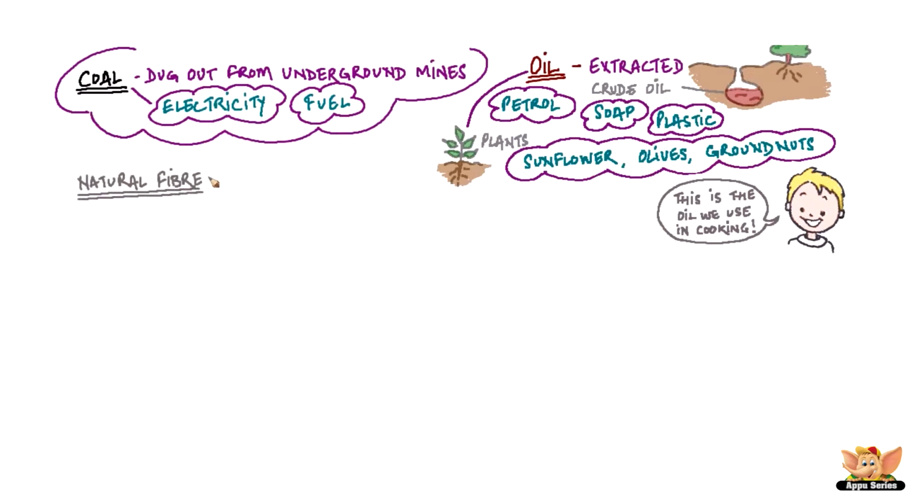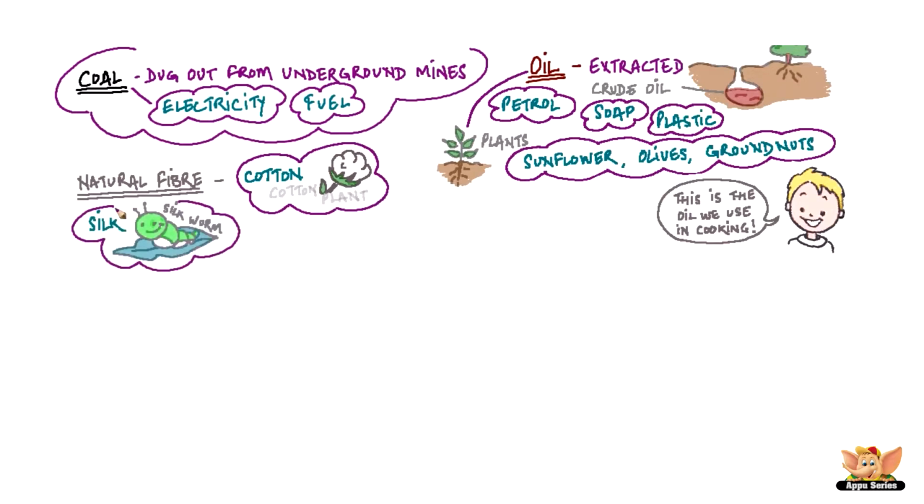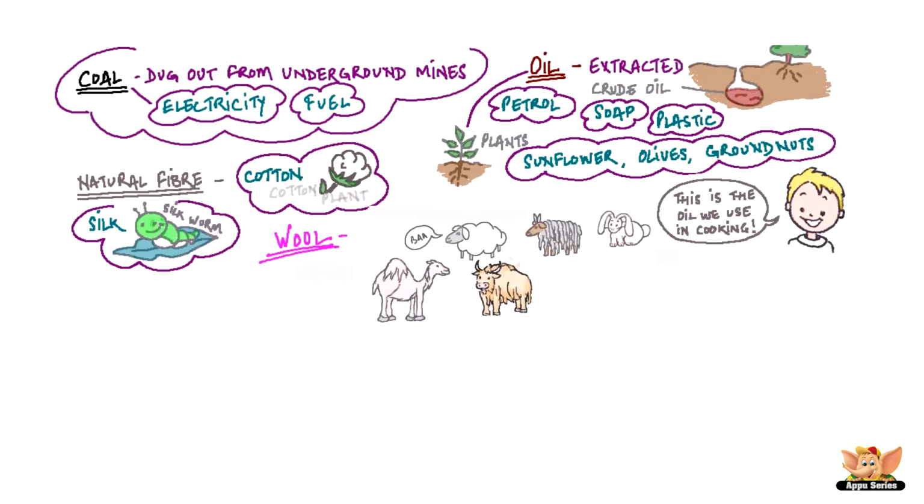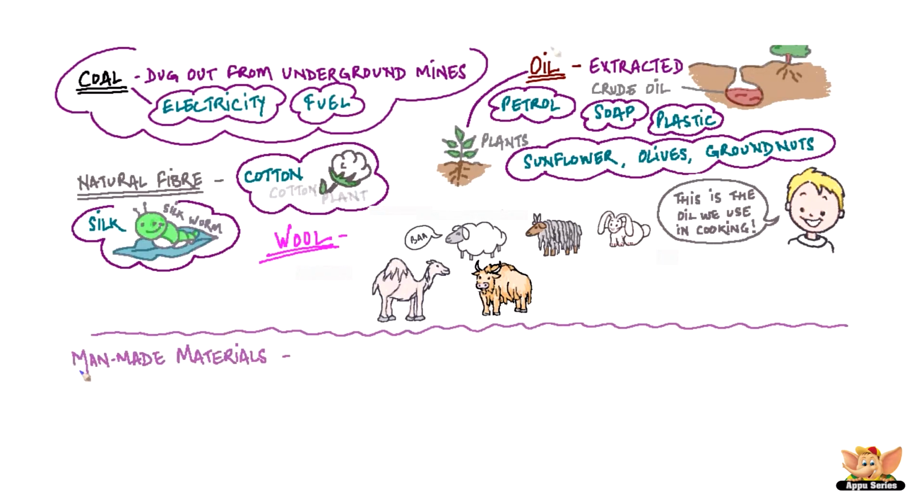Natural fibers like cotton, silk, and wool are obtained from nature. Cotton is obtained from cotton plants. We get silk from silkworms and wool from the hair of many mammals like goat, sheep, rabbit, camel, and yaks.